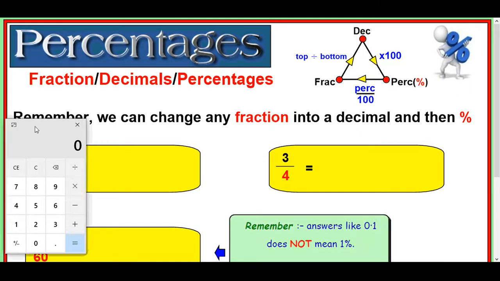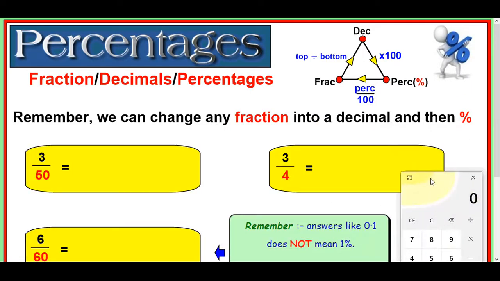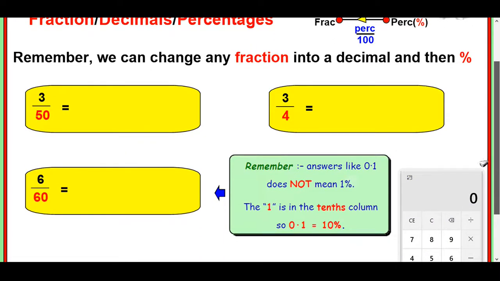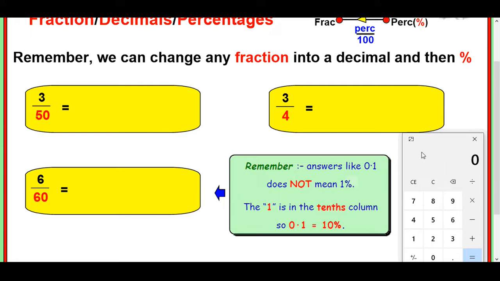Okay, right, let's look at some calculator work that's coming up in the exercise. So basically what we're going to be given is fractions, and we want you to turn it into decimals and then percentages. So the first one here is 3 over 50 as a fraction. Now to change that into a decimal, just do the divide in your calculator. 3 divided by 50. This wee line in maths means divide. So 3 divided by 50 equals 0.06.